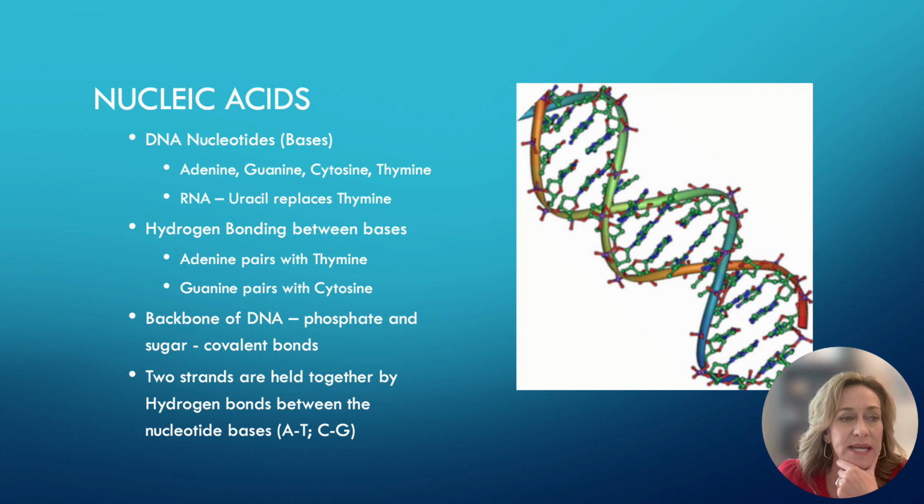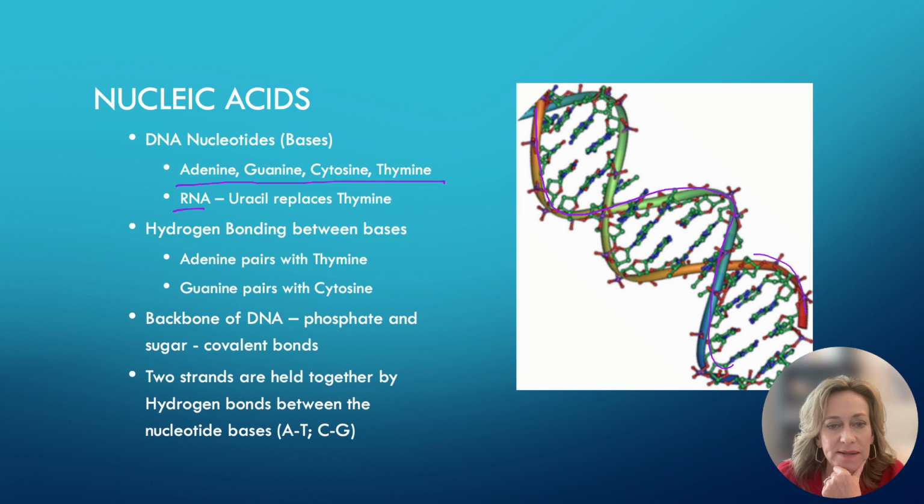So DNA is a 4-letter alphabet, ACGT. And RNA has also a 4-letter alphabet, but it has one difference. Instead of thymine, it has uracil. For DNA, we have 2 strands. And again, we're going to talk about this so much more later in this semester, but we have 2 strands that are held together by hydrogen bonding. They always pair in a certain way. A always pairs with T, and C always pairs with G. So more to come on nucleic acids.